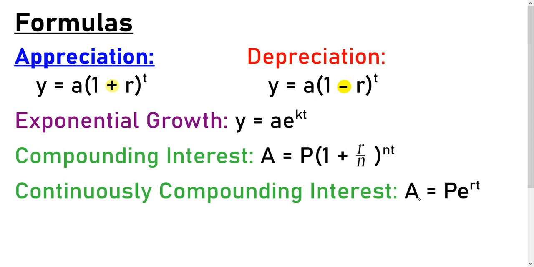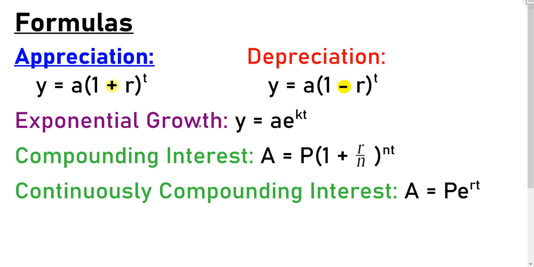The other thing that I want you to notice is that the continuously compounding interest formula is exactly the same as the exponential growth formula. It's just a different context. In one context, we have a starting amount and a growth factor. In this context, we have a principal and an interest rate. So they're effectively the same thing, just with different context. All right. So again, we have appreciation, we have depreciation, we have exponential growth, we have periodically compounding interest, and we have continuously compounding interest.